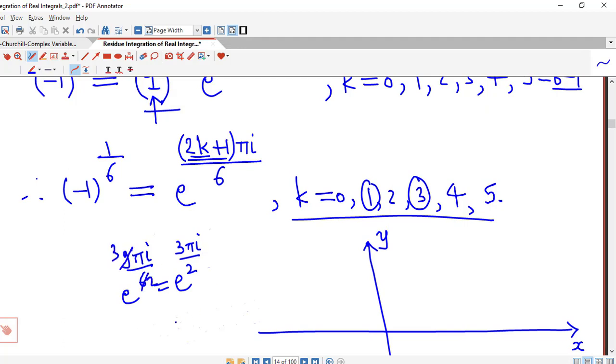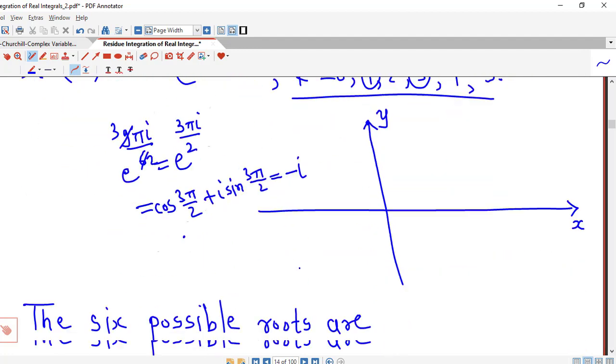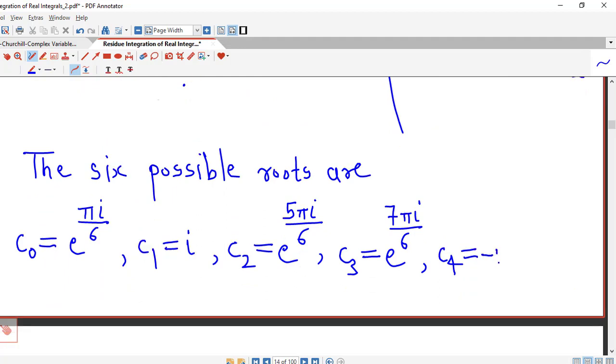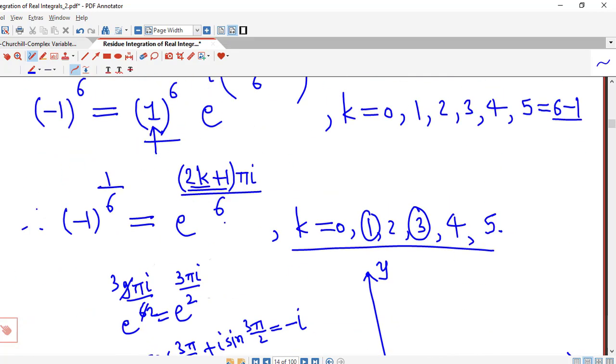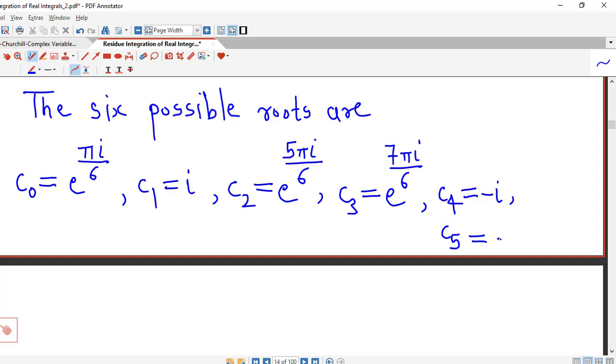Okay, 3 will cancel out, and this is going to be cos 3 pi by 2 plus i sin 3 pi by 2. Cos 3 pi by 2 is 0, sin 3 pi by 2 is minus 1, so it is minus i. For k equal to 4, we obtain minus i, and finally for k equal to 5, we have 5 into 2, 10 plus 1, 11 pi i by 6. So C5 is e raised to 11 pi i divided by 6.